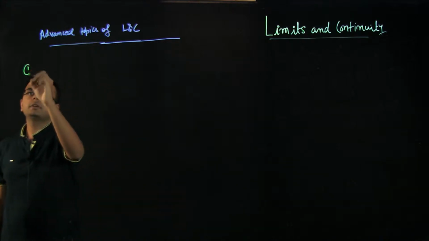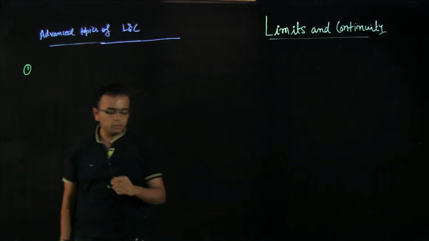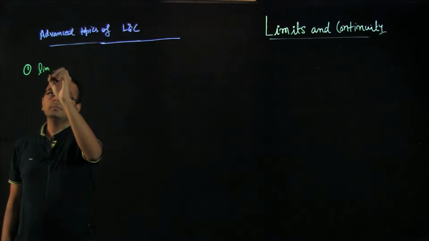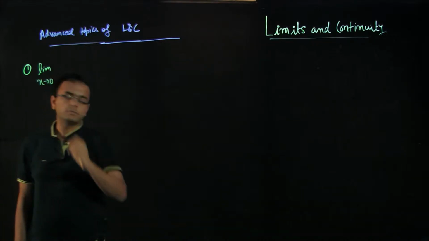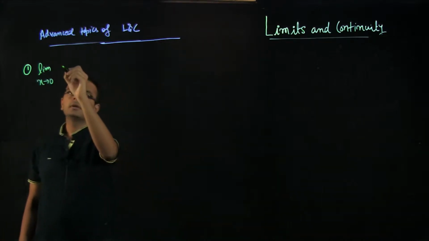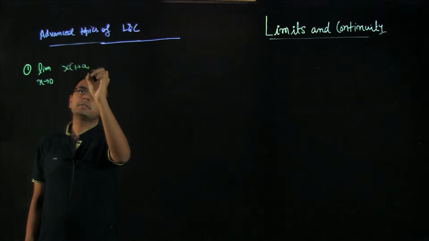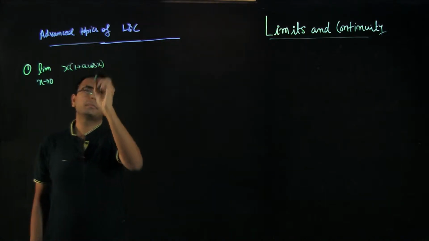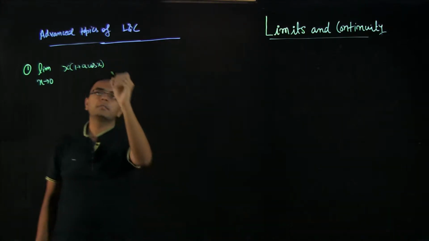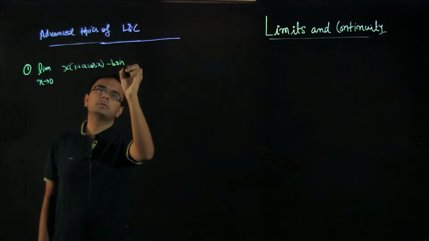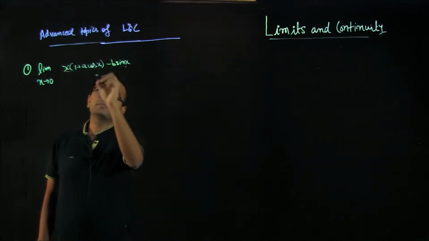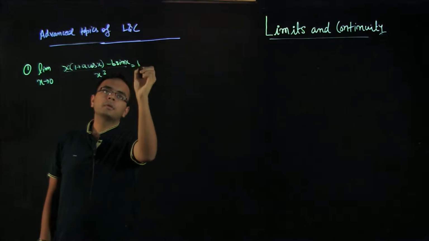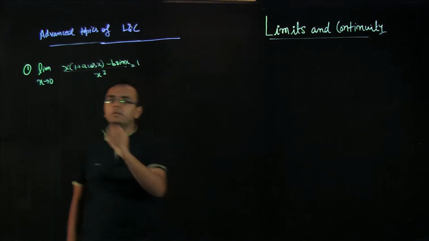The first type of question which I want to do today is: we have been given that limit x tends to 0 of (x(1 + a cos x) - b sin x) / x^3 is equal to 1. And we have been asked to find the values of a and b.